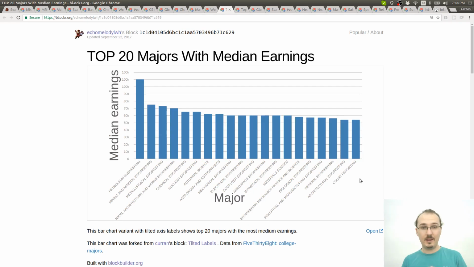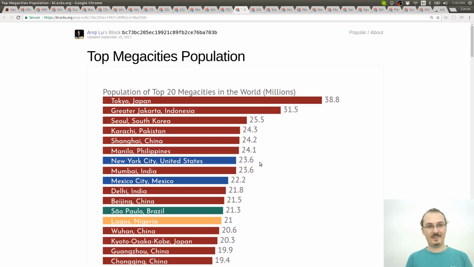This is a good one. Median earnings by major. I was really surprised to see that people who major in petroleum engineering make, what's that, 110K? The labels are a bit off. But that's a lot more than all the others. Why is that? And here's computer engineering. I would have thought that would be higher, but it's not. Interesting.